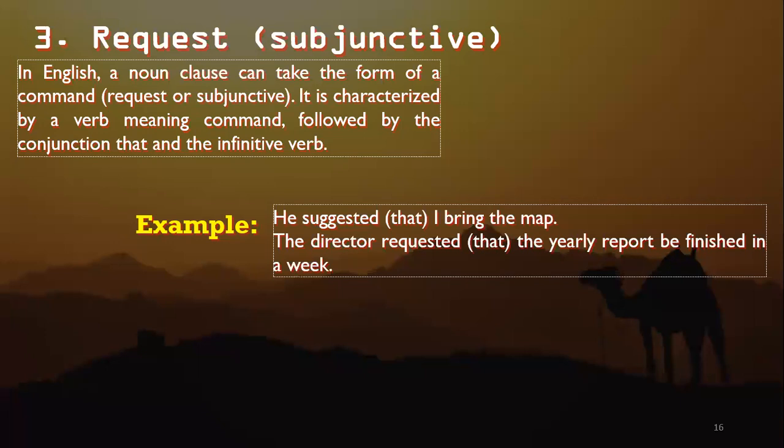And three is subjunctive. In English, a noun clause can take the form of a command, request, or subjunctive. It is characterized by a verb meaning command followed by the conjunction that and the infinitive verb. Example: he suggests I bring the map. And the second example: the director requests that the yearly report be finished in a week.